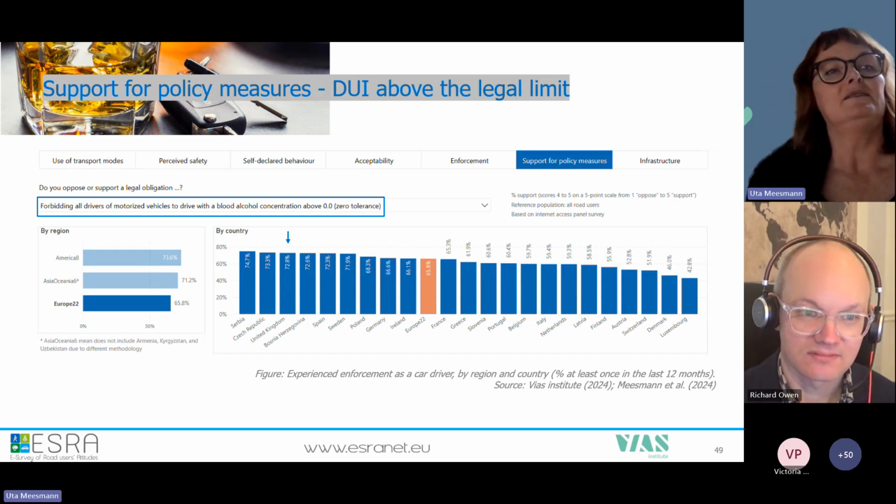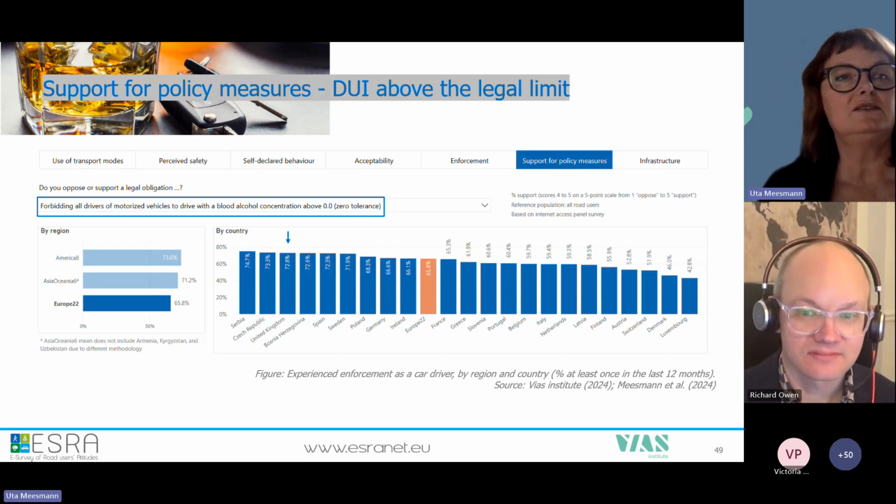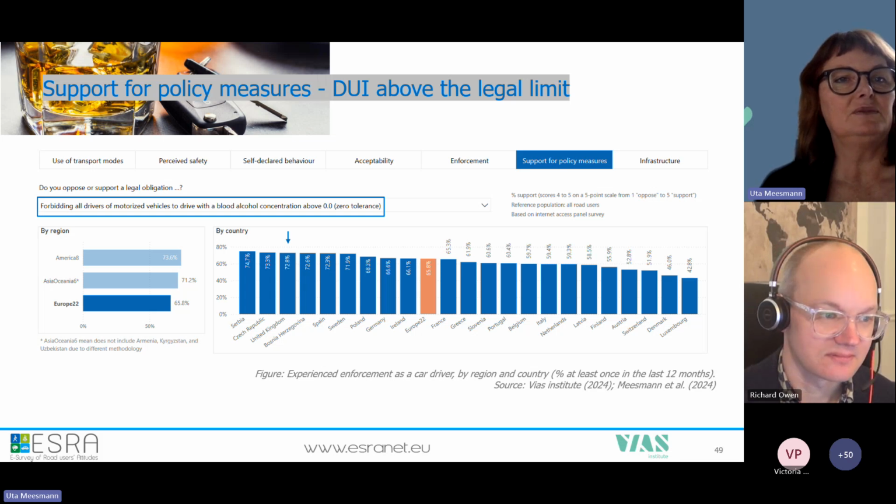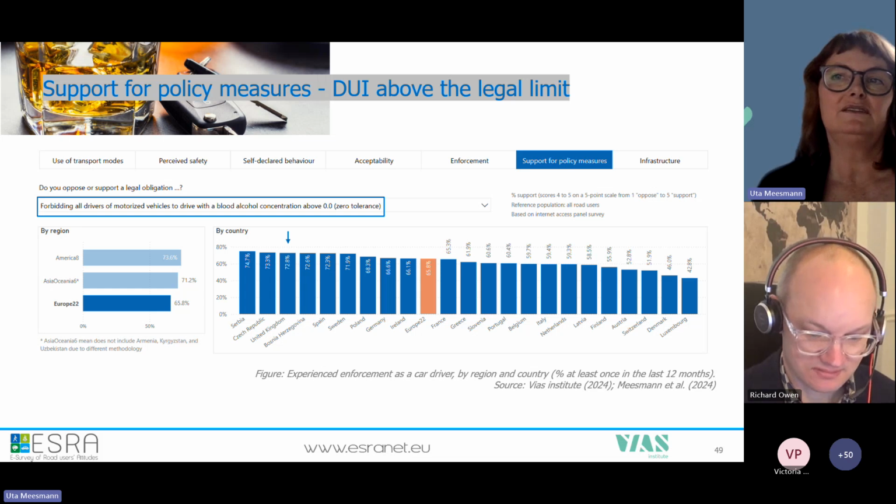And now one slide on support for policy measures related to drink driving. This slide shows the percentage of road users who support a zero tolerance for all drivers of motorized vehicles. And the support is really high in almost all the countries which we have in the ESRA survey.